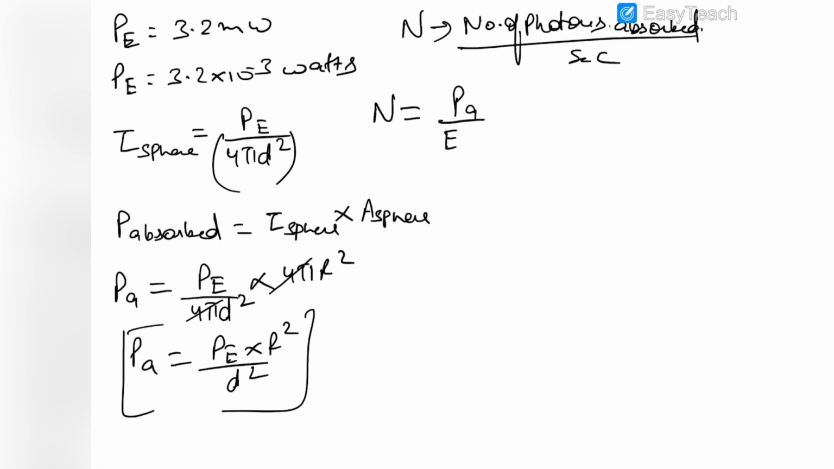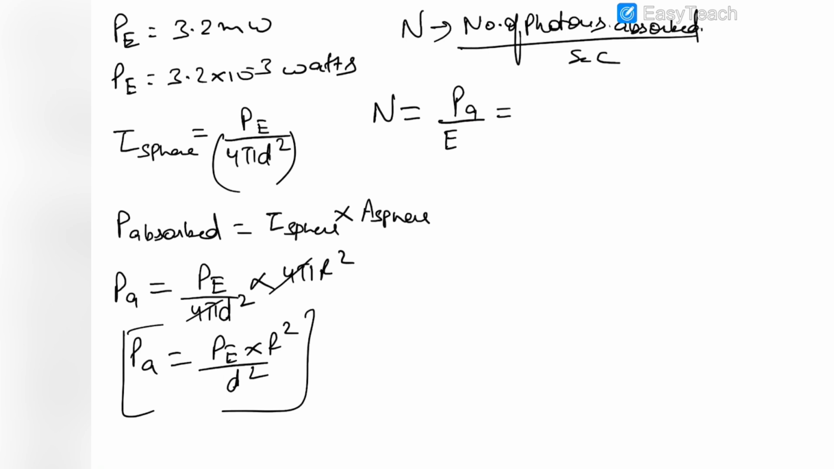You can easily imagine that if, let's suppose, the energy of one photon is 10 eV and 100 photons are incident per second on the sphere, then power would be 10 into 100. So power is always the number of photons incident into energy of one photon. Now here we are talking about the power absorbed and number of photons absorbed. So the number of photons absorbed would be power absorbed upon the energy of one photon.